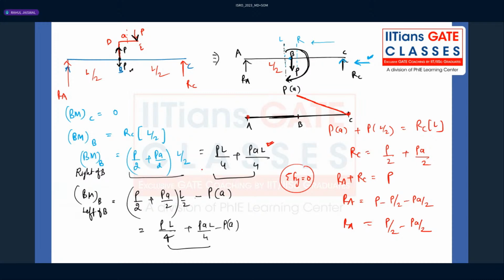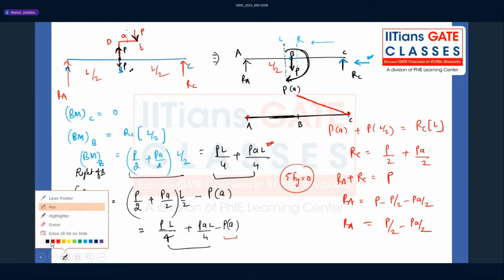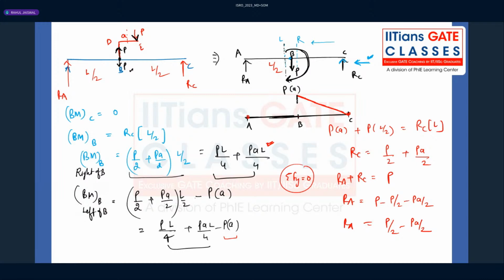But suddenly, at the same point, we know that it is being reduced by the amount PA, because there is a moment that is acting like a hogging bending moment. So because of that, it is getting reduced, right? So once again, we join from here to here like this. So this is your bending moment diagram.